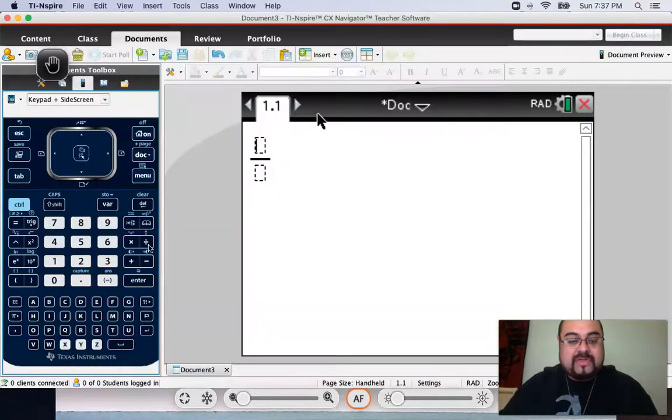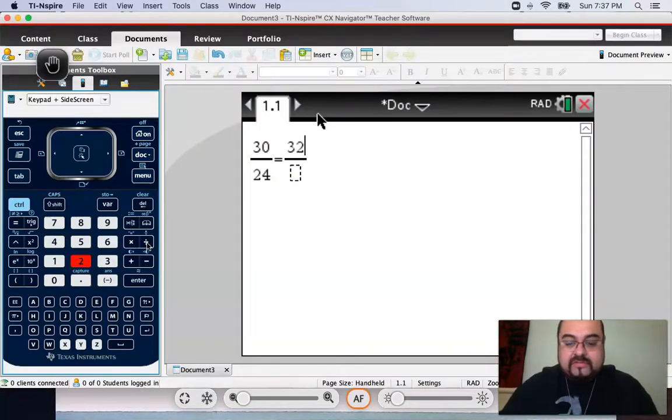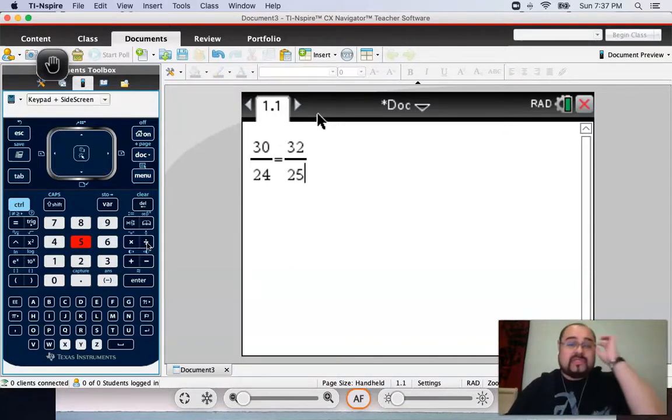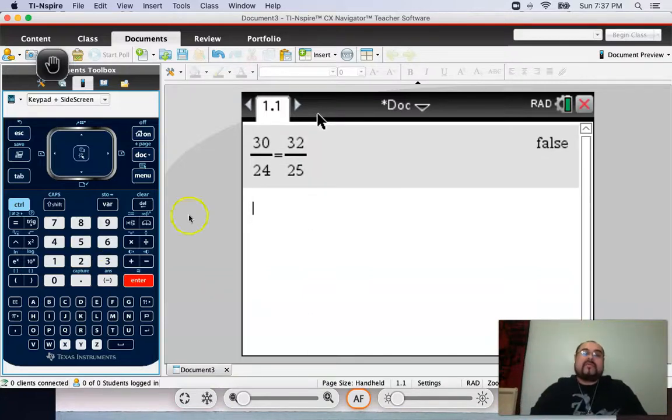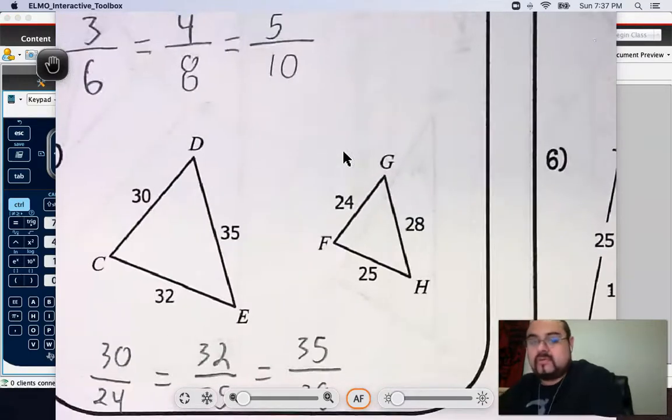The first fraction is going to be 30 over 24. Control division sign. 32 over 25. Okay. Again, I can only do one at a time. I can't do all 3 fractions at once. So look right here. We ended up getting a false statement. We can stop at this point. We cannot prove that these 2 triangles are similar using the SSS postulate. Okay, if these 2 are not equal to each other, that means that the sides are not proportional to each other. Okay, so this is going to be no.